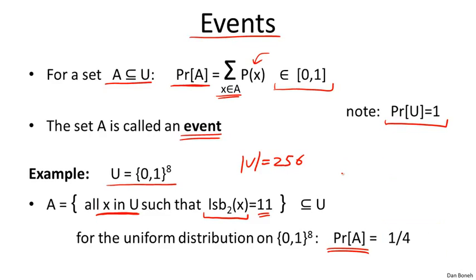Well, the answer is 1/4. And the reason that's true is because it's not too difficult to convince yourself that of the 256 8-bit strings, exactly 64 of them, 1/4 of them, end in 1, 1. And the probability of each string, since we're looking at the uniform distribution, is exactly 1 over the size of the universe, namely 1 over 256. And the product of these 64 elements, each one having weight 1 over 256, is exactly 1/4, which is the probability of the event A that we were looking at.